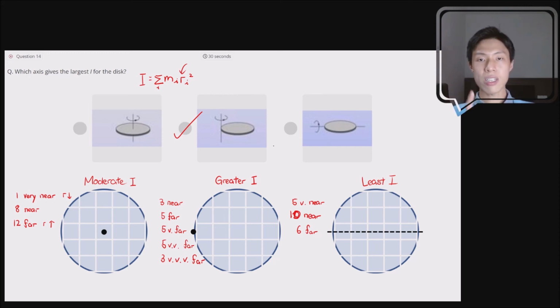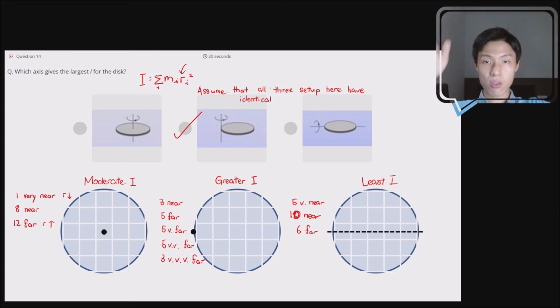Again, you have to make one assumption when you are doing this problem. You have to assume that all 3 setups here have identical circular disks. It means the 3 disks that you see here should have the same mass. That's why when you cut it into equal boxes here, each box should have the same mass, no matter whether you are in the first setup, the second setup, or the third setup. Each box here should have the same mass. Then you can directly compare it like that.